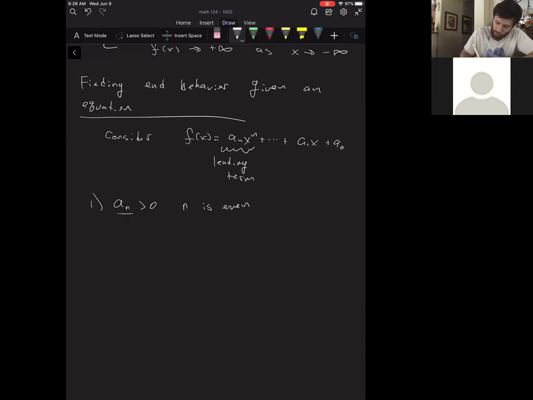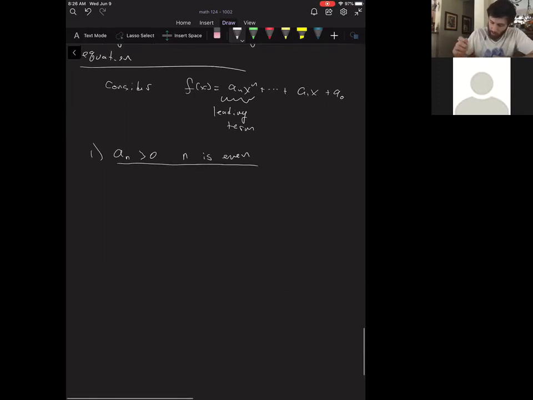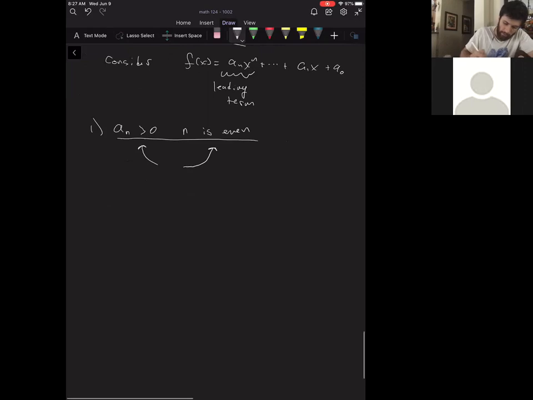When this happens, the end behavior is going to look like this. It's going to move up over here, and it's going to move up over here. It basically means as we move to the left, the graph eventually moves up, and as we move to the right, the graph eventually moves up. Let's draw that a little bit better. So that's this end behavior.